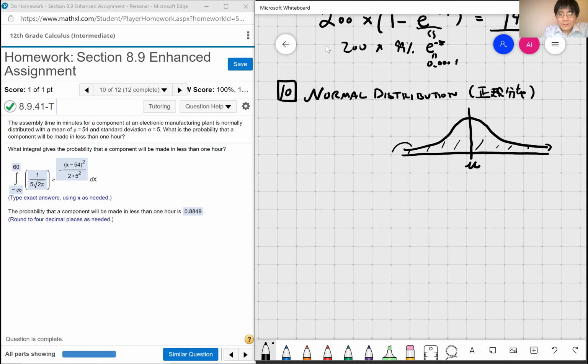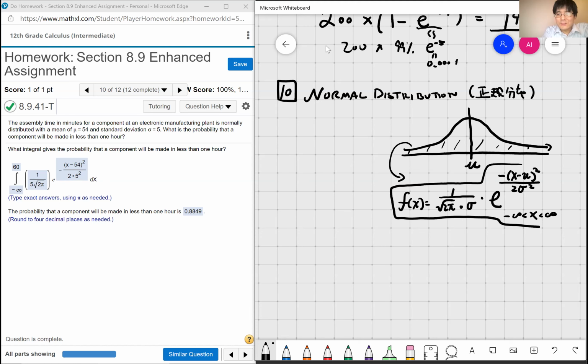The function has a formula that looks like this: 1 over square root of 2 pi times sigma, times e to the power of negative (x minus mu) squared over 2 sigma squared, for x between negative infinity and positive infinity. This is the model we are going to use in the next 3 problems.